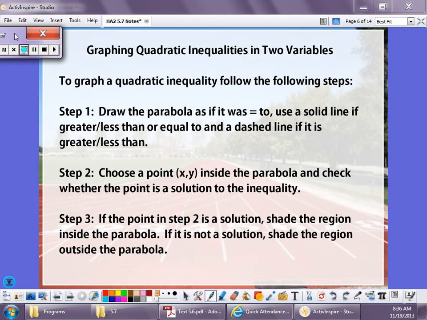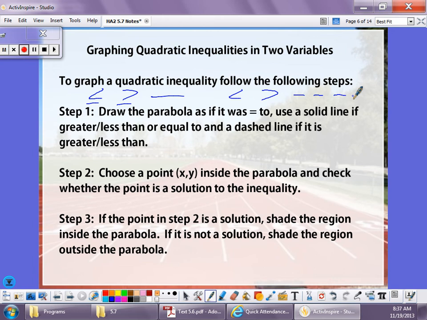The first thing you want to do is just graph it as if it was a normal equation. So you're probably going to find the x-coordinate of the vertex doing negative b over 2a and that kind of jazz. The important thing here is that if it's greater than or equal to or less than or equal to, you're going to use a solid line. And if it's greater than or less than, you're going to use a dotted line.